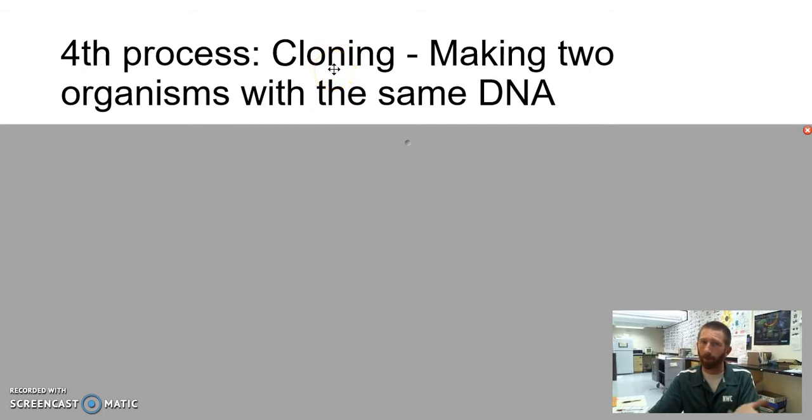Now, this happens naturally, right? Bacteria reproduce asexually, so they make clones of themselves. There are some lizards and sea sponges that reproduce asexually, so they're making clones just kind of normally, right? Humans, we actually make clones sometimes naturally.